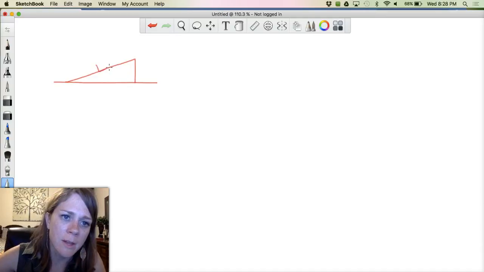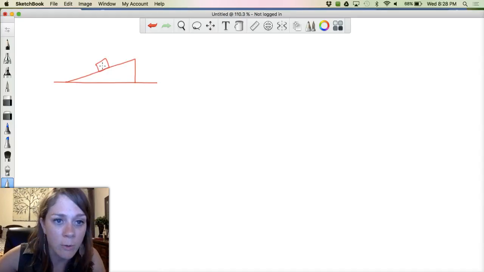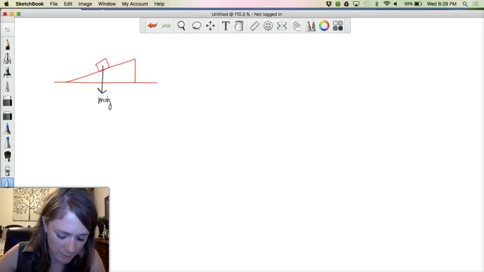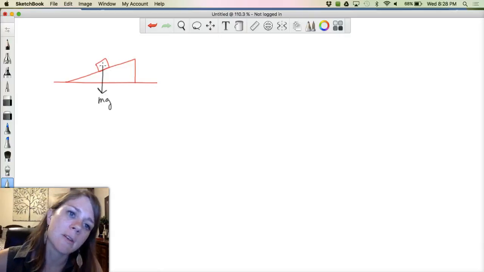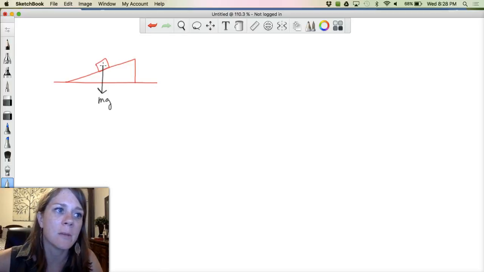So when I draw the inclined plane here, what we need to remember is that the weight force, the gravitational force, will always go straight down. Okay, so there's my mg. It's going to go straight down, and that is the weight force. And the normal force, by definition, has to be perpendicular to the surface.